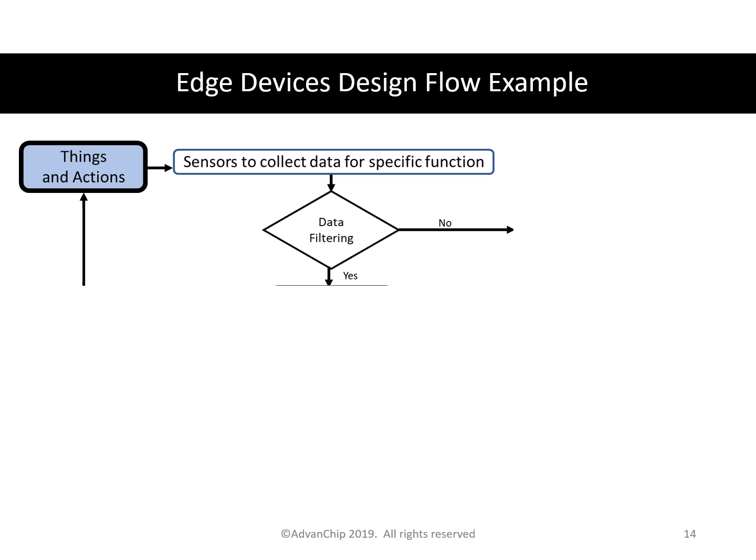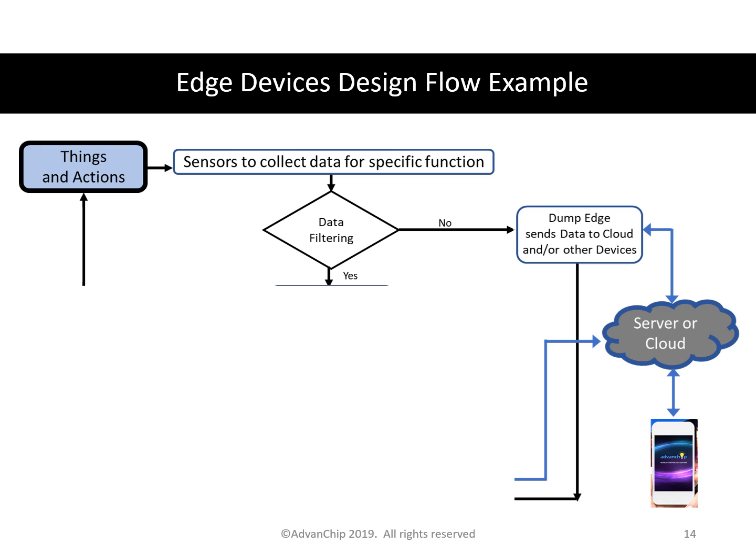Edge device design flow example. This is a simplified design flow example. Sensors collect data from the edge of the device or thing. If the data doesn't need to be filtered, it just needs to be sent to the cloud or other device. Then the other device or cloud sends back a command for action, like turning the light on and off through a mobile phone.